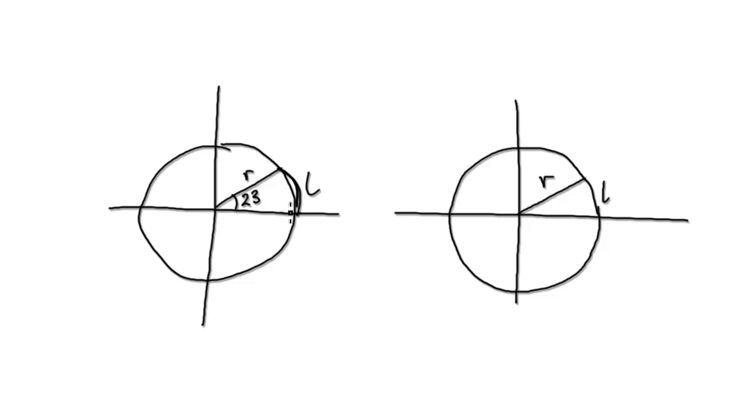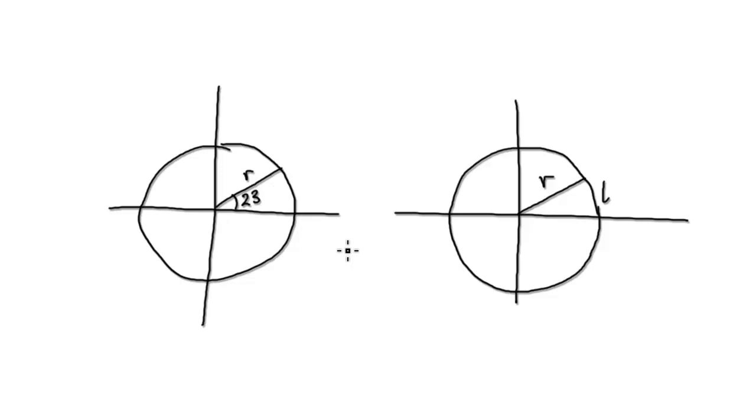So what you do is you work out the whole circumference. That would be 2 pi r. Because we're working in degrees, you cut it up into 360 equal pieces, and then you get 23 pieces.